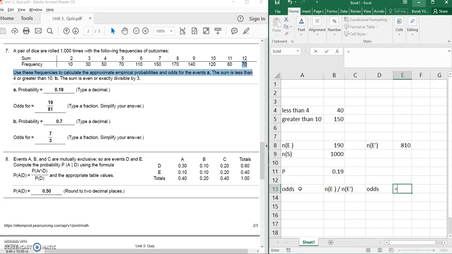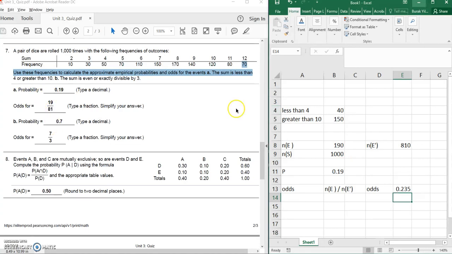So the odds for this event would be just NE divided by NE prime. It is asking for that as a fraction, so that would be 190 divided by 810, and you can take out the 0, so it'll be 19 over 81.